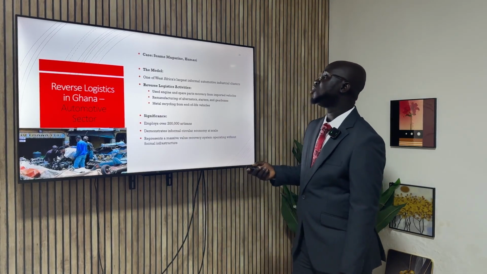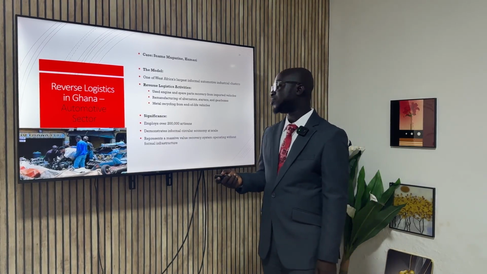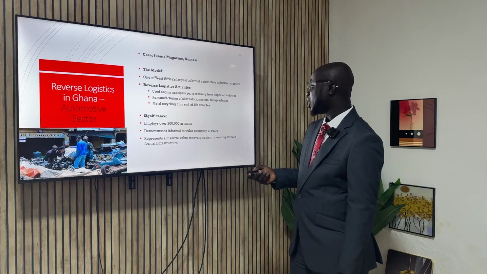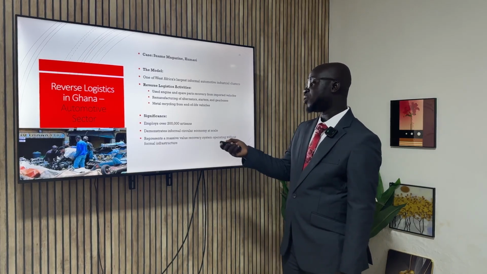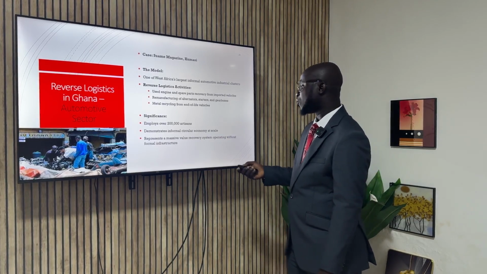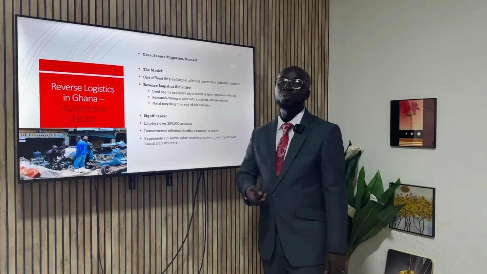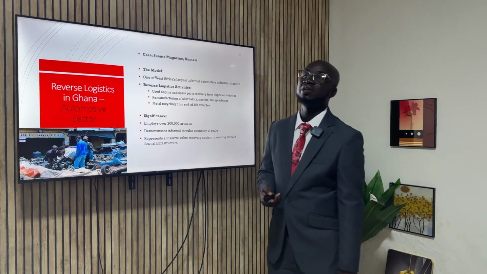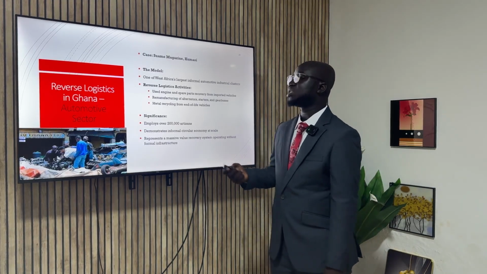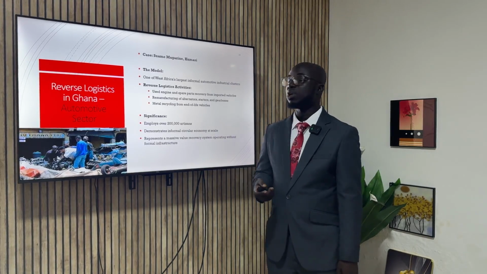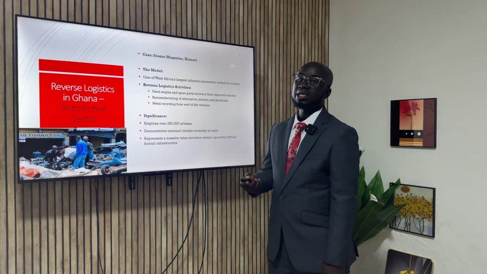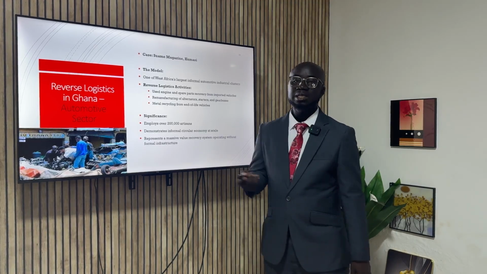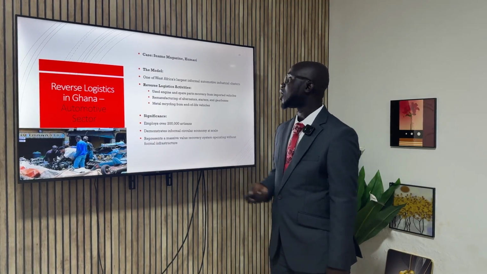In fact, if you've been to Magazine before, it's a very big place, a very busy place where every other thing is ongoing over there. Okay, and this also represents a massive value recovery system, operating without a formal infrastructure. Even though the activities are not formal, it is one way or the other helping the country, and it is a powerful example of an informal circular economy.